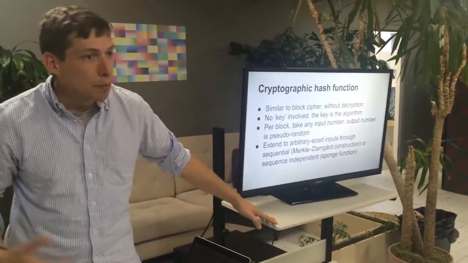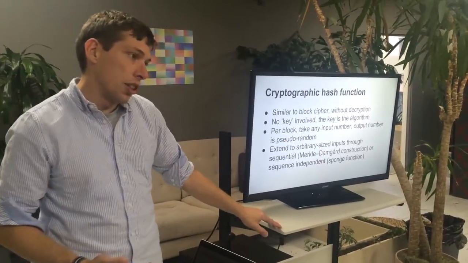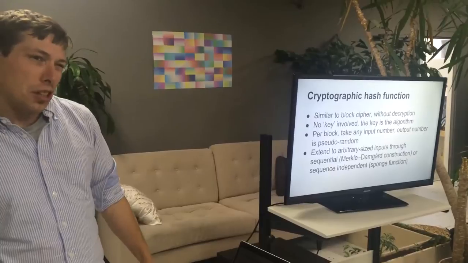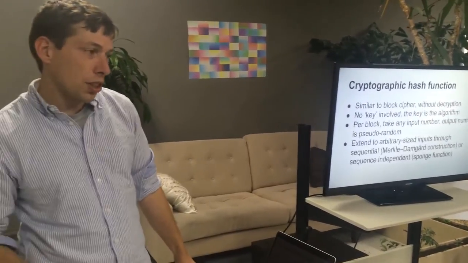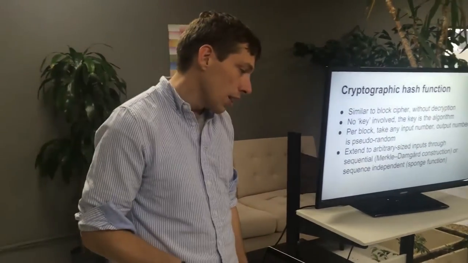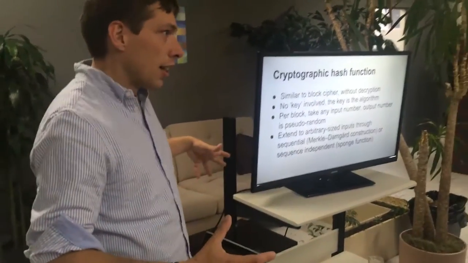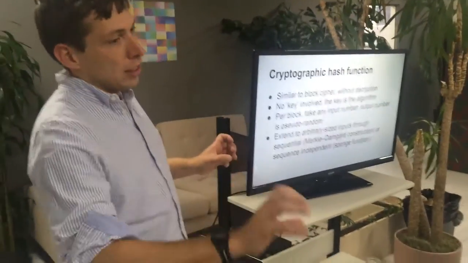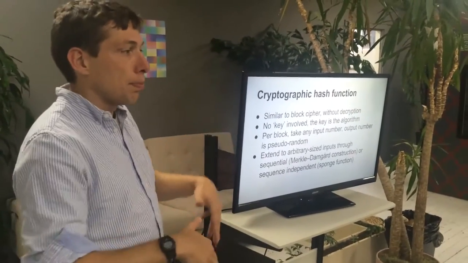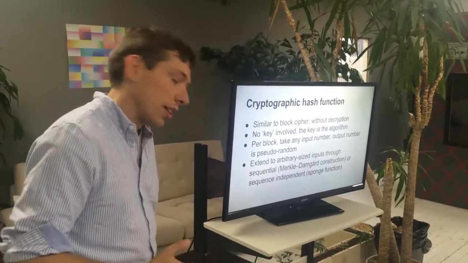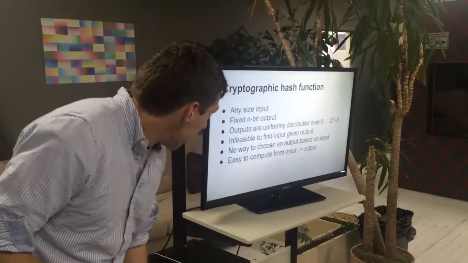Sponge functions are generally seen to be more secure, like SHA-3, which uses Keccak, a sponge function, and Skein. There are some others that are kind of cooler, where it doesn't work linearly. You can plop things in at any order you want in certain ways.